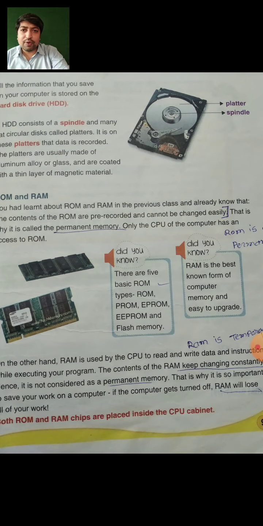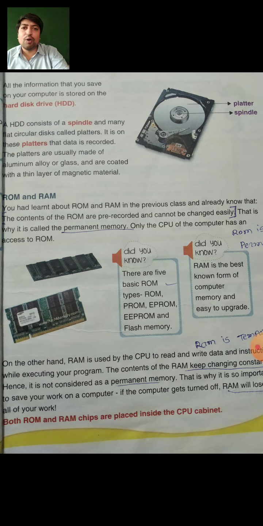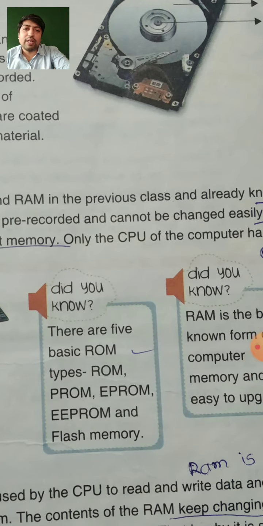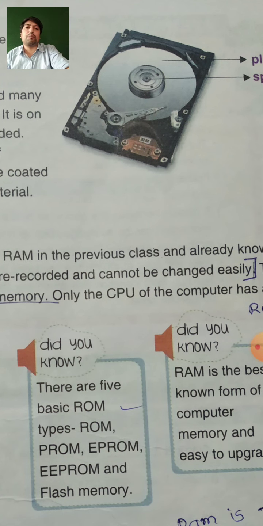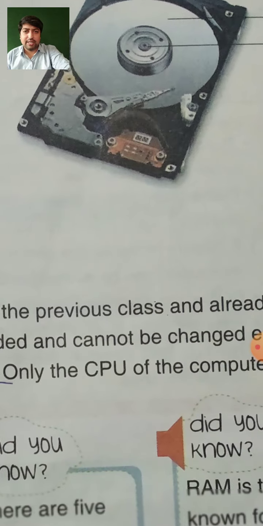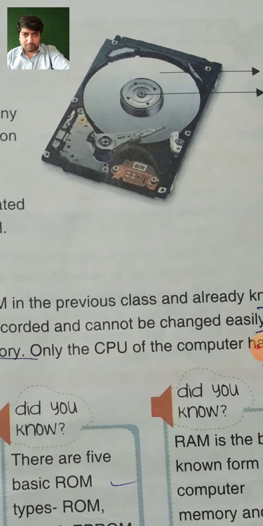So we will see another point related to that. All the information that you save in the computer is stored on the hard disk drive. Whenever we store information in the computer, it is stored on the hard disk. You can see the hard disk picture on your screen very clearly. So it is a hard disk.